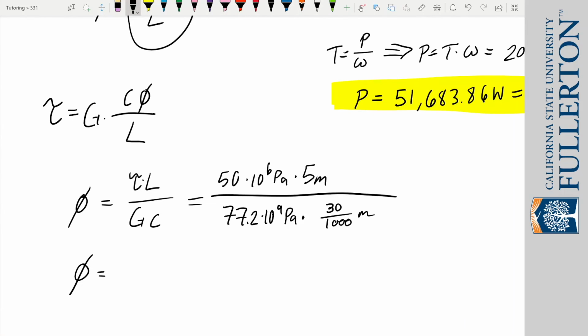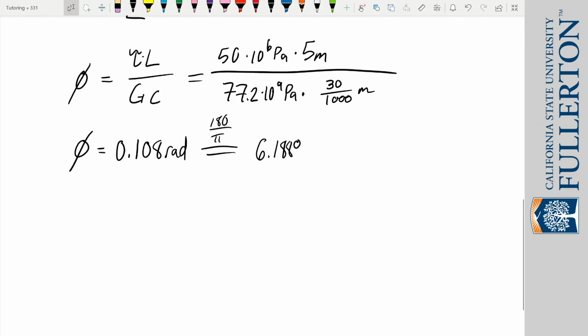So we will end up getting, let me plug it into my calculator, our angle of twist equal to about 0.108 radians, which if we convert that into degrees by doing 180 over pi, we get 6.18 degrees approximately, or about 6.188 degrees of rotation for our angle of twist.